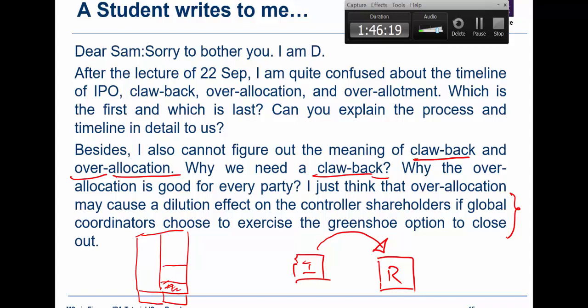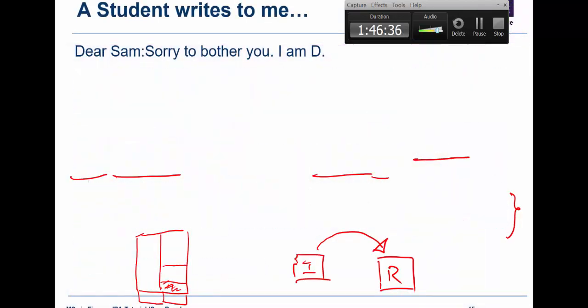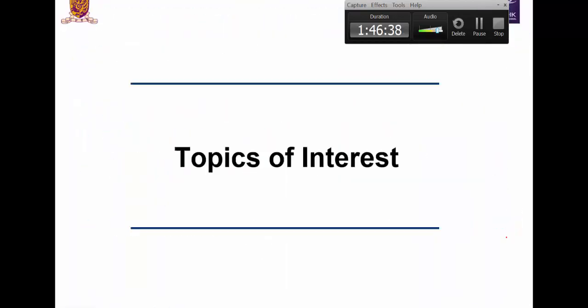Okay. So the first reason over allocation is good is that you get more money. But there is another reason I'll talk to you about. It's to do with price stabilization. Okay. There is one more slide that I was going to show you.